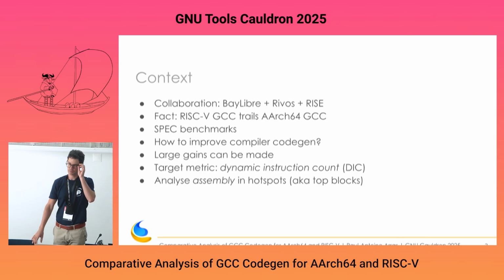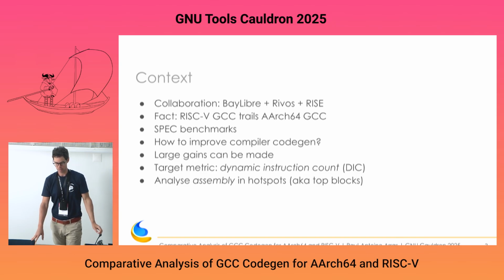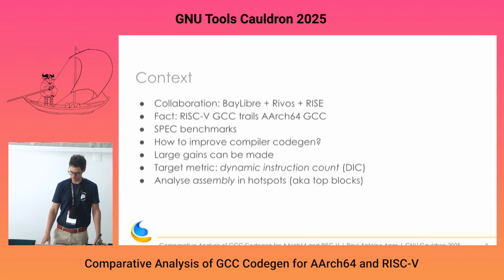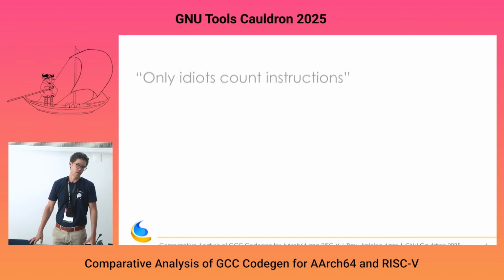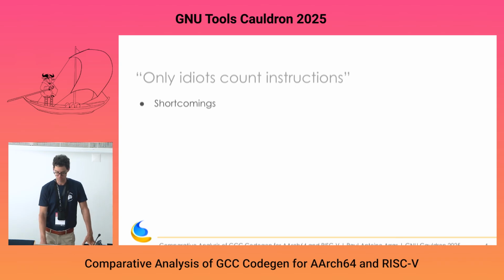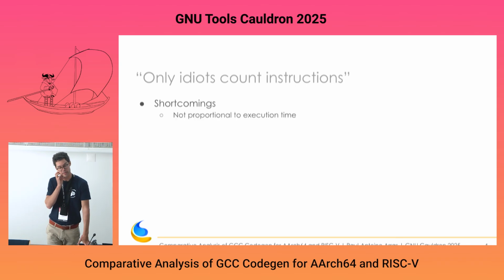And one last methodology point, the analysis would focus on the assembly code in hotspots, so the parts of the code that are executed the most for a specific run. So, as I said, I'm going to explain why the metric here for this particular study is the dynamic instruction count and not something else.